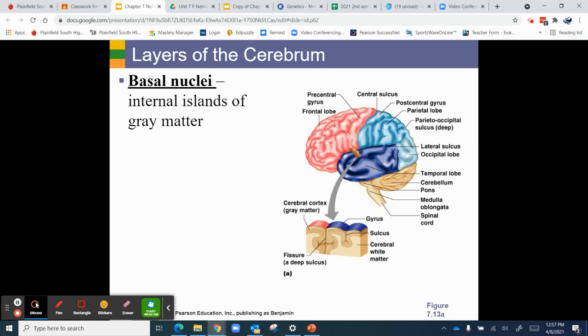Other ones that we see are what are referred to as basal nuclei. These are internal islands of gray matter. So these right here would be the basal nuclei, this little area. I'll highlight it. So that would be the basal nuclei, these little pockets of gray matter that are stationed within the rest of the cerebrum there.